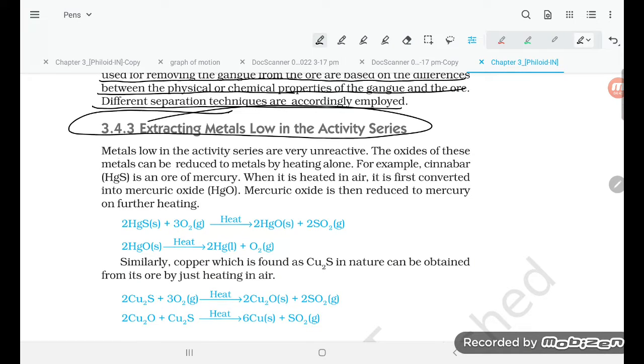Extracting metals low in the reactivity series.